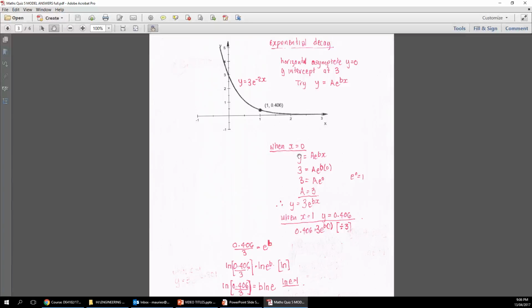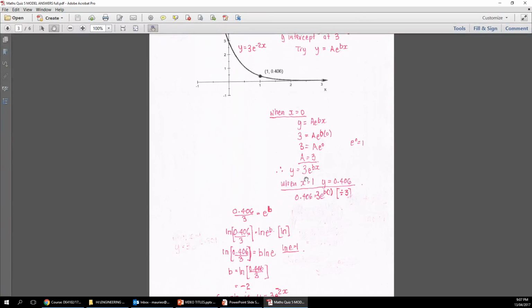So x equals 0, y equals ae to the bx. So we get 3 equals ae to the power of b times 0. And obviously then we know that 3 equals ae to the power of 0, because b times 0 is 0. e to the power of 0 is 1. So a equals 3. So therefore y equals 3e to the bx.